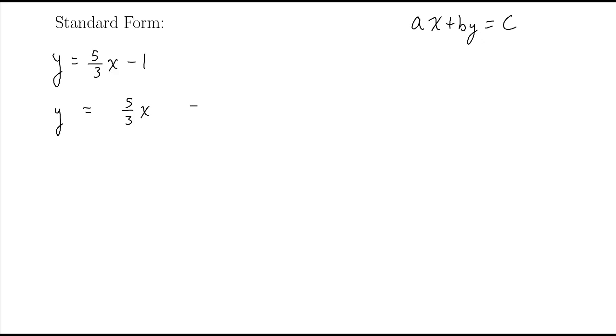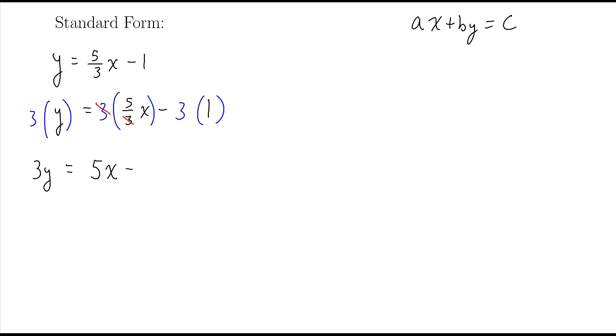Let me put the minus sign right there, and then I'll multiply each term by 3. 3 times y is just 3y. 3 times 5/3, we've done this already: the 3's cancel and leave me with 1 times 5x, or just 5x. And then 3 times 1 is 3. So 3y equals 5x minus 3.